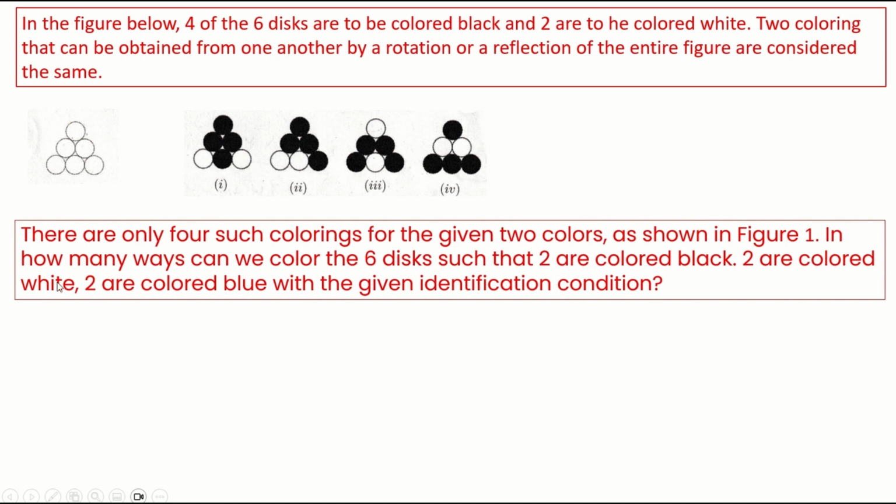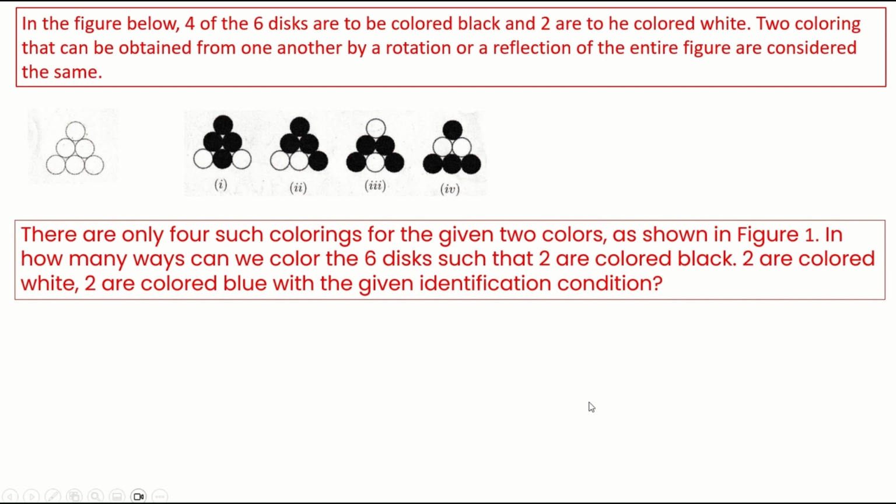There are four such colorings for the given two colors, as shown in the figure above. In how many ways can we color six discs such that two are colored black, two white, and two blue? So you have to use black, white, and blue, two each. How many such combinations can you make? This is the question. It is less of mathematics, more analytical.